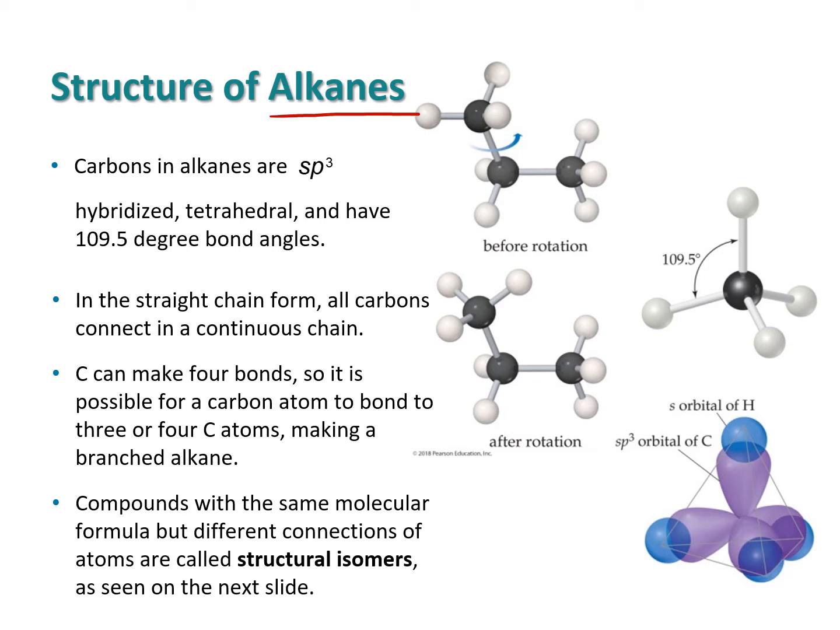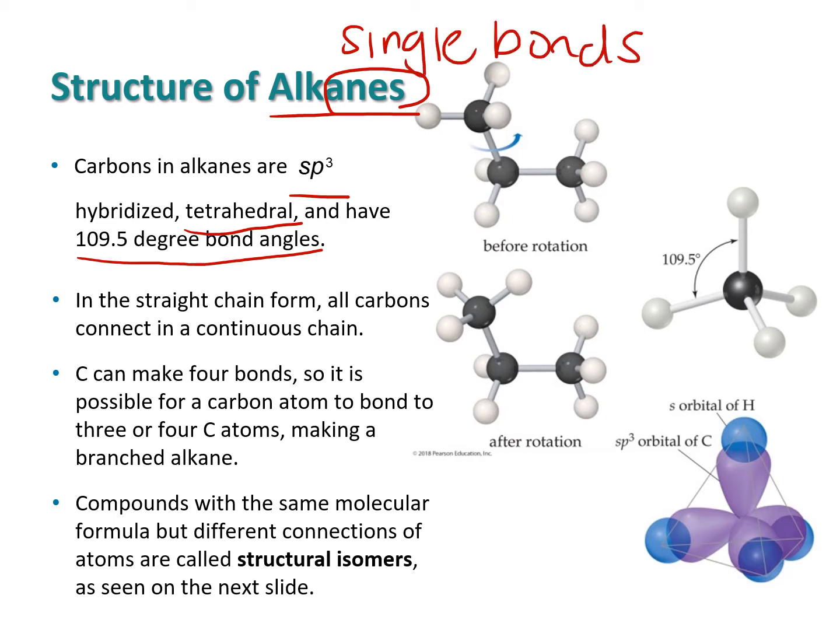This is whenever you have carbons that are all sp3 hybridized, have tetrahedral geometry, and have 109.5 degree bond angles. Overall, the thing that should pop into your head when you hear that a compound is an alkane is: single bonds. And when they are in a straight chain form, meaning they're not a cycle or a circle, all the carbons will be connected through a continuous chain.